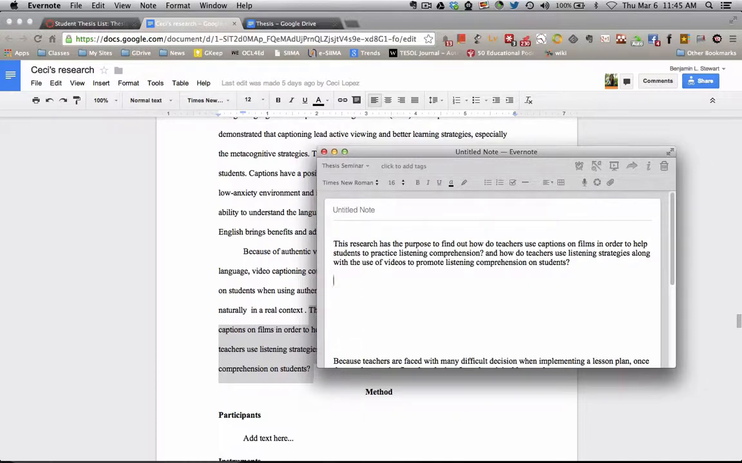It can be teachers from the same school. It can be teachers from various schools. It depends on your own availability, if you want to focus on one school or on various schools. But you need to try to find teachers that obviously are going to give you the information that you need to answer your research questions.